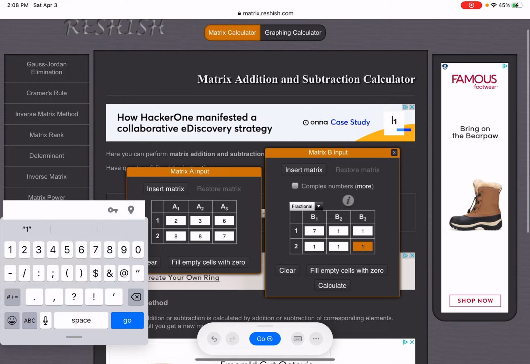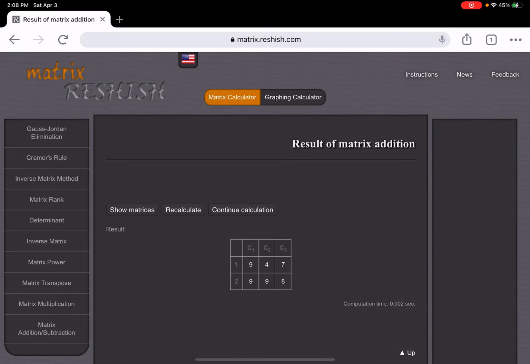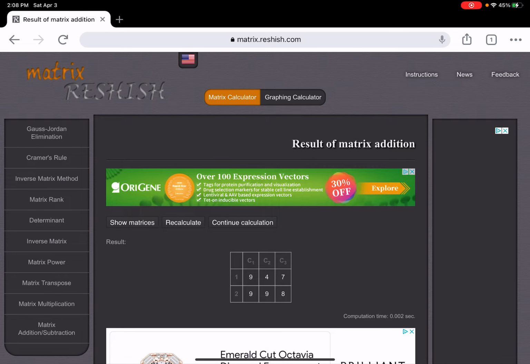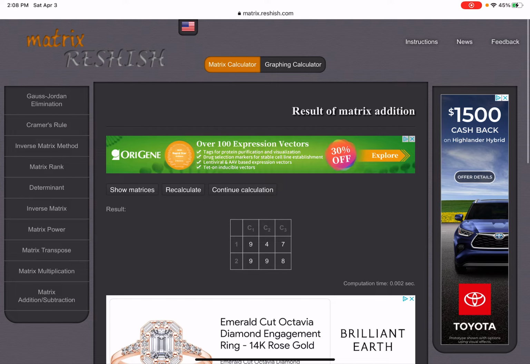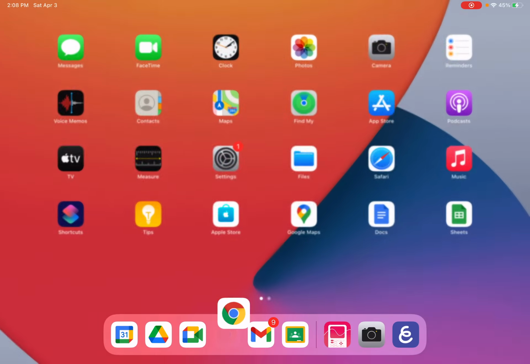Then we go down here and click calculate, and it'll give you your answer. So on this website, over on the left-hand side, you have different options, but you can do just about everything we're going to do on this website that you can on a graphing calculator.